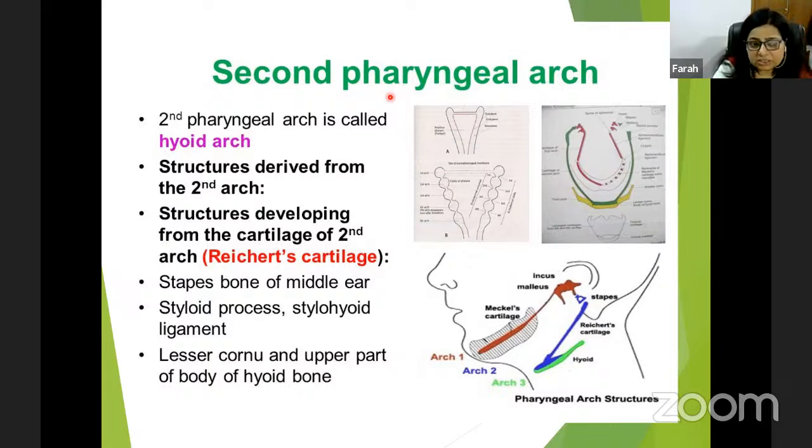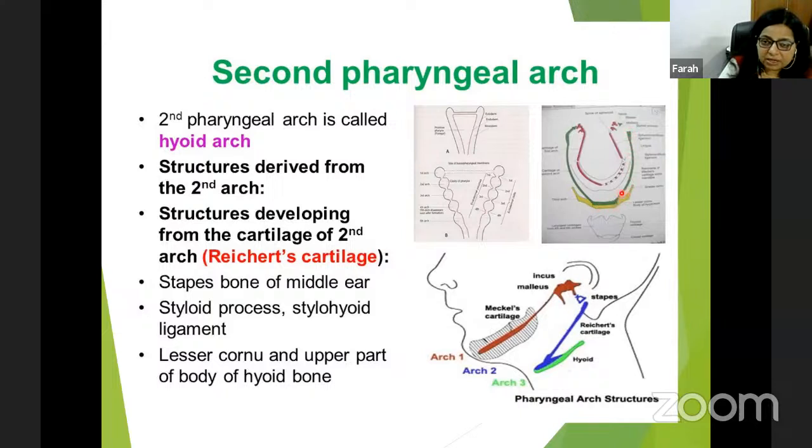See, Reichert's here is written with a capital R, and there Meckel's was written with a capital M. Meckel and Reichert both were German anatomists, after whom the cartilages are named. So they are written with capital letters because they are proper names, right? So the stapes, that is the bone of the middle layer, structures derived are stapes, styloid process, then stylohyoid ligament.